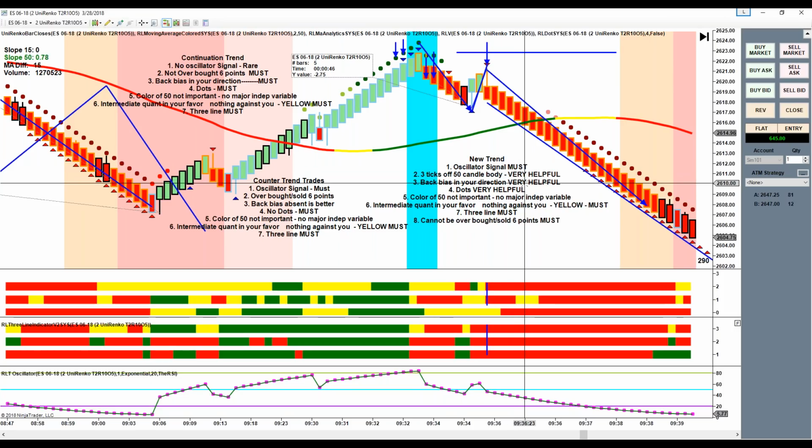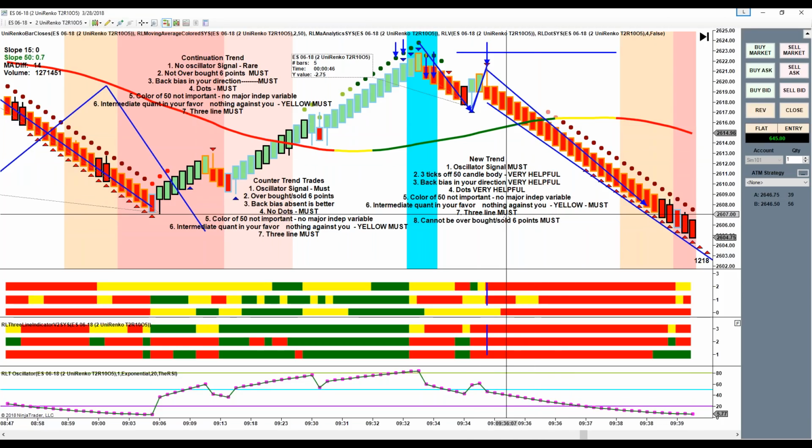I'm not going to say a must, but boy, on the new trend, you really want it. Dots, not a must, but boy, I'll tell you again, you got them. You're really in good shape. Color of the 50, I thought initially was really important. Look at this trade. Just fired through a green 50. Not important. So that's an independent variable that just, if it has any throw weight, it has so little throw weight, it's irrelevant.